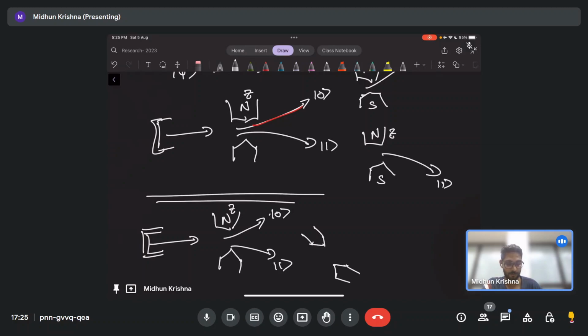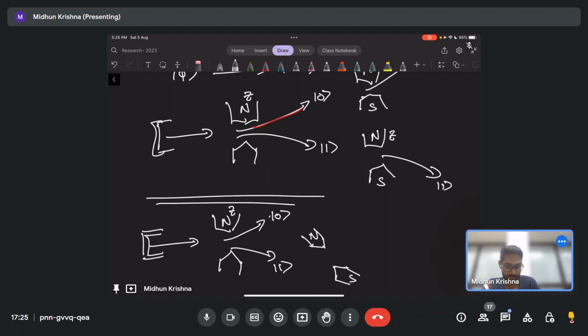So what do you expect when I do this? Can someone tell me what you expect if I send this one particle through a magnetic field which is pointed along the x direction? You know the magnetic field is acting with a force in that direction. So where will it go? Does someone have any guess?